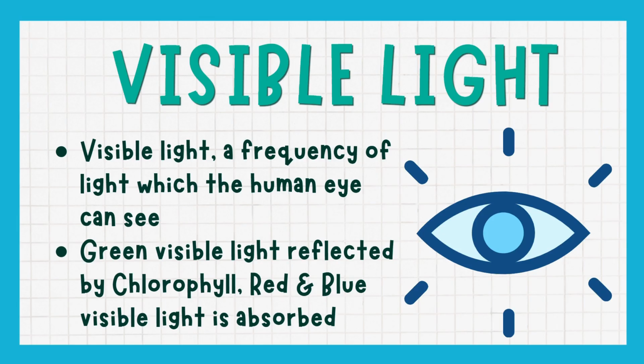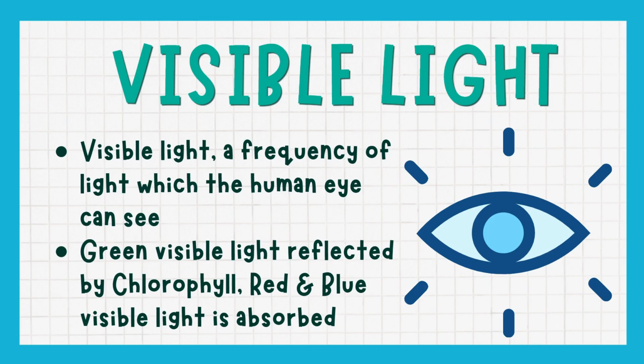So bakit green yung nire-reflect niya? As we can all see, most plants reflect or are colored green. So why is it colored green? In our eyes, the color that we see is the color that is being reflected. The color that we do not see is the color that is being absorbed. The same applies for plants. The color that we see is usually green. Therefore, the visible light that is being reflected is the green wavelength of the visible light.